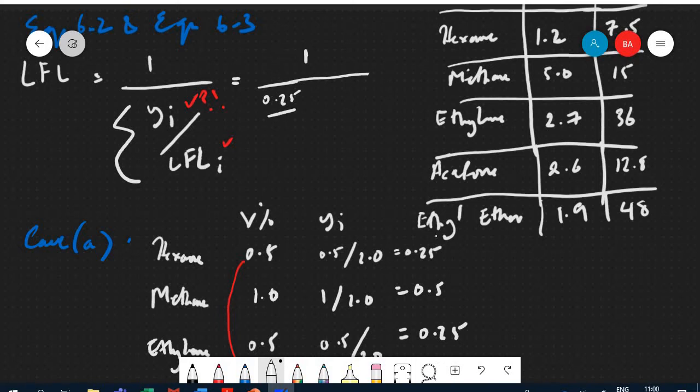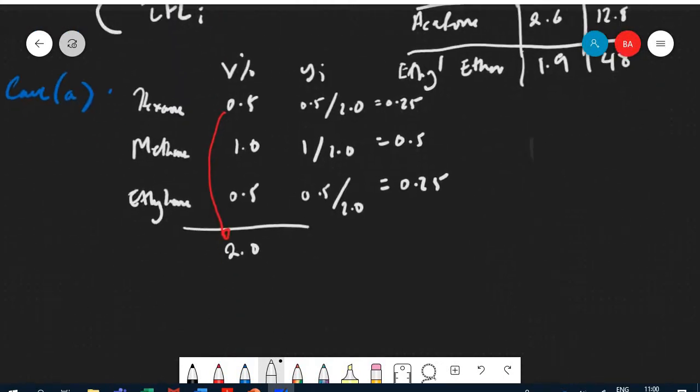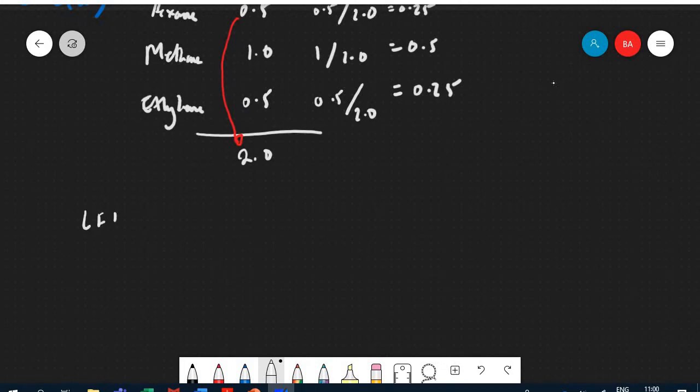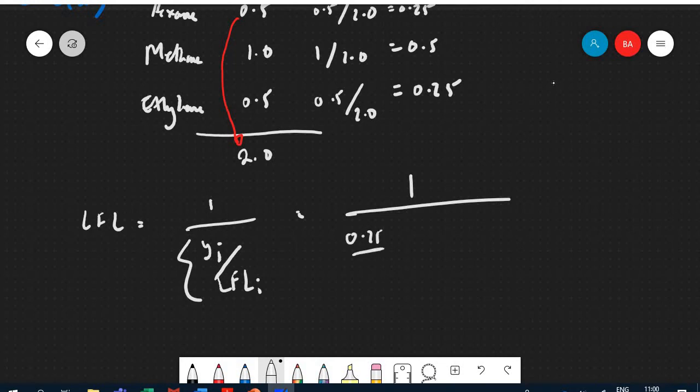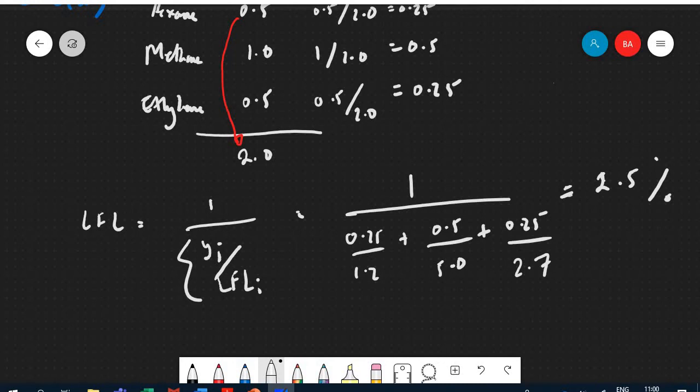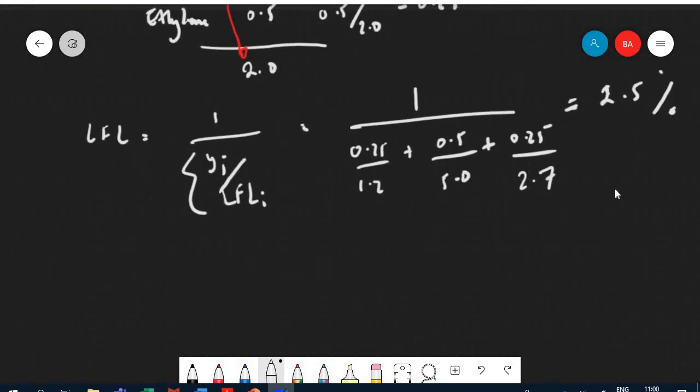So it's 1 over 0.25 over 1.2 plus 0.5 divided by the LFL for methane, which I get from here, which is 5. I'm going to do it down there, so there's more space. So LFL is equal to 1 over the summation of yi over LFLi, so that is 1 divided by 0.25 divided by 1.2 plus 0.5 divided by 5 plus 0.25 divided by 2.7, and that is equal to 2.5%. So what is my lower flammability limit? It is 2.5%.